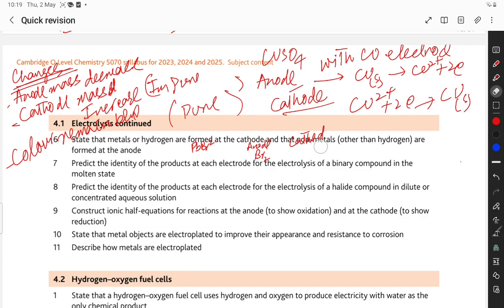lead. So this is a positive ion, a metal ion. So this is the product of the cathode and this is the product of the anode.